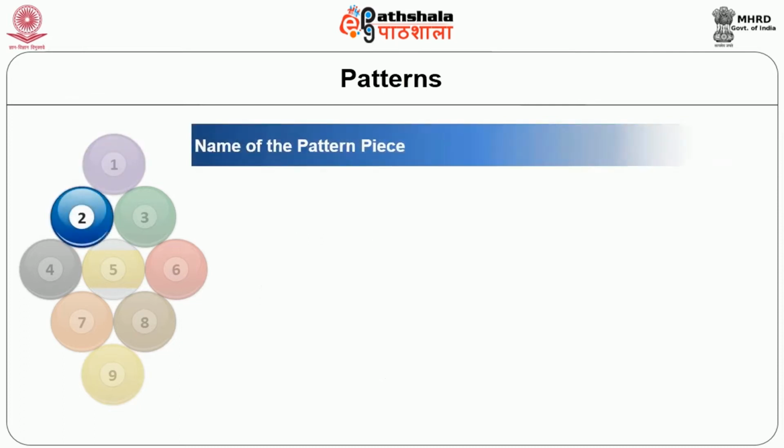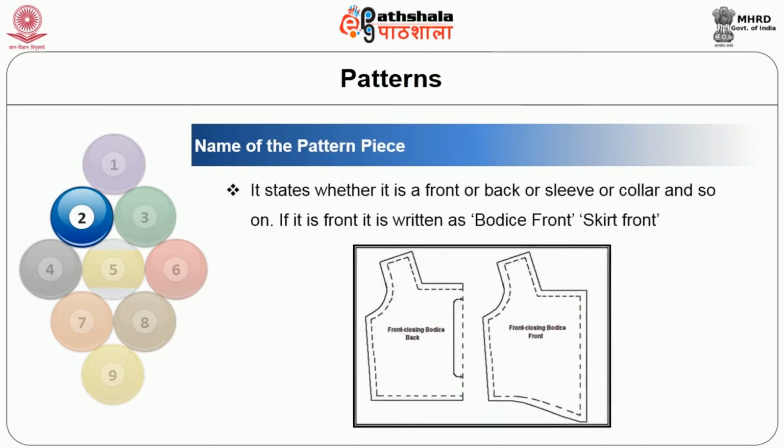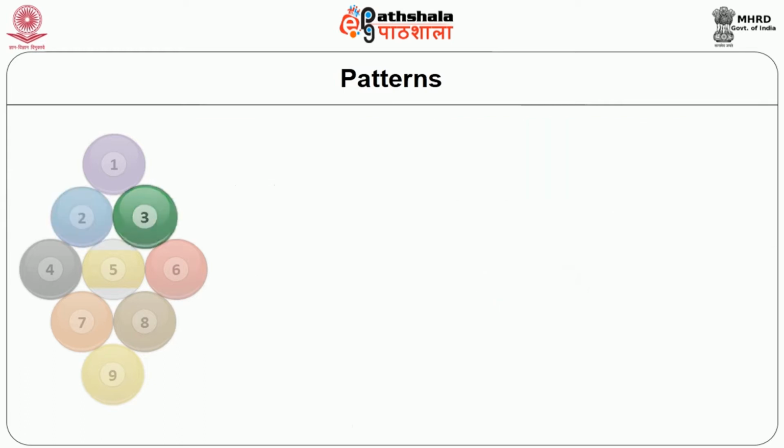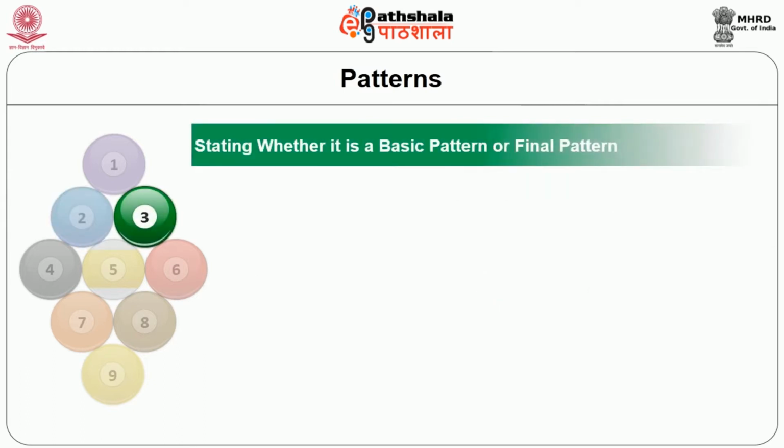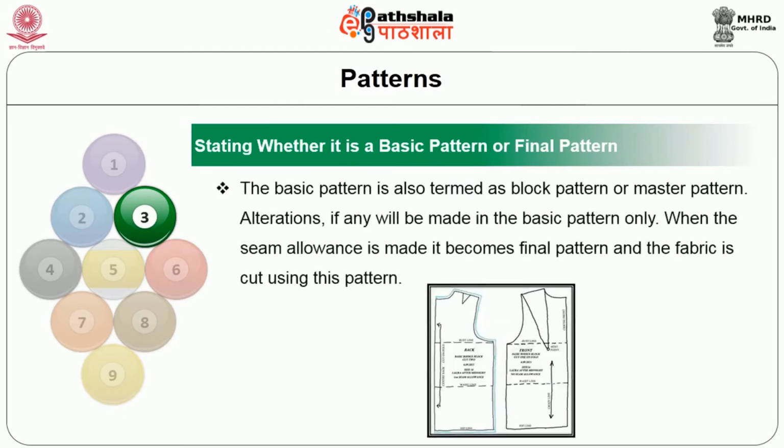Number 2, name of the pattern piece. It states whether it is a front or back or sleeve or collar and so on. If it is a front, it is written as body's front or body's back or skirt front or skirt back. The next one is stating whether it is a basic pattern or a final pattern. The basic pattern is also termed as block pattern or master pattern. Alterations, if any, will be made in the basic pattern only. When the seam allowance is added, it becomes the final pattern and the fabric is cut using this pattern.